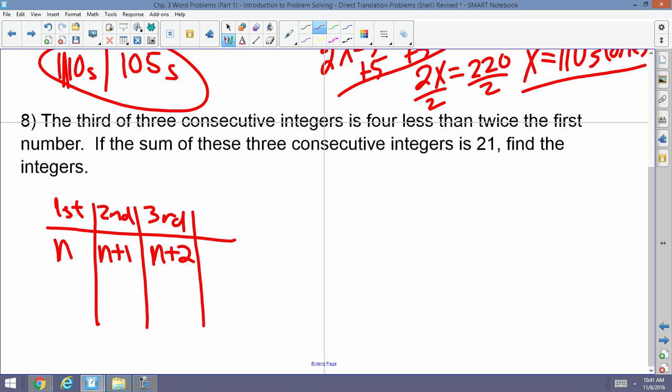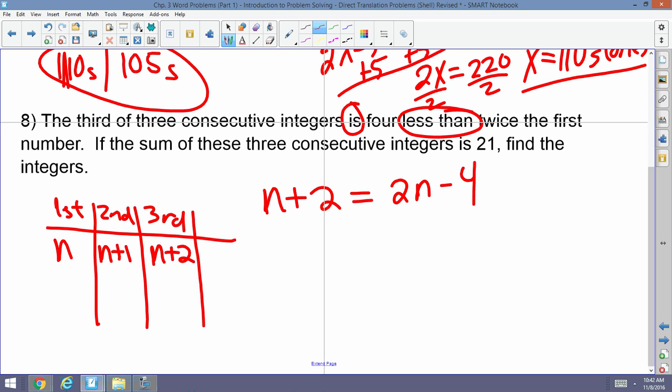Okay. So those are my 3 consecutive integers. Now let's focus. The third of 3 consecutive integers. So who am I talking about? n plus 2. The third of 3 consecutive integers is, what does it mean? Yes, you can do this, guys. 4 less than twice the first number. How do I do that? Yes, 2n minus 4. Beautiful, because the less than means switch. Now, if the sum of these 3 consecutive integers is 21, then find the integers.